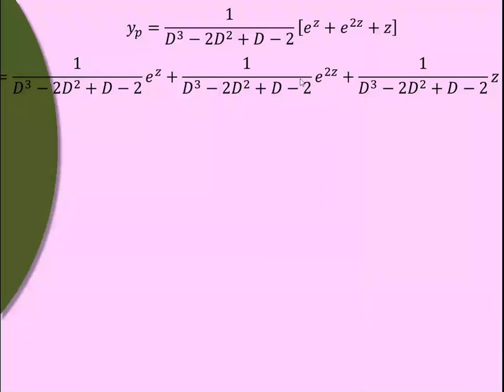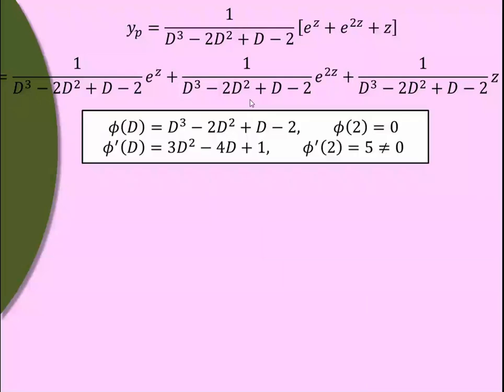We have to take a derivative of this term. So consider all this term as phi of D. Then phi of 2 becomes 0. So find its derivative. Derivative of D cube is 3D square. Derivative of minus 2D square is minus 4D. Derivative of D is 1. Derivative of minus 2 is 0.